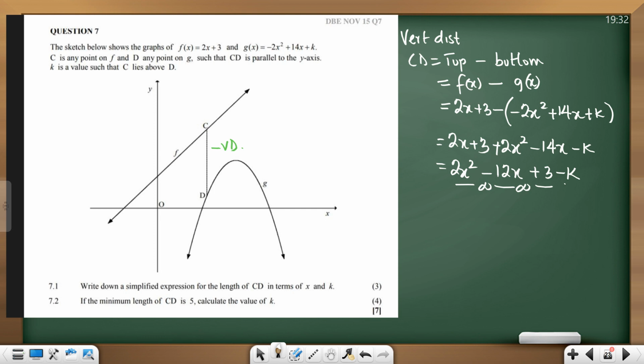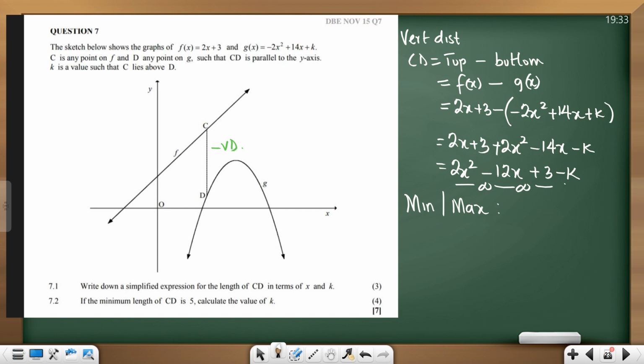If the minimum length of CD is 5, they are now giving you 5. Calculate k. CD is 5. So 5 equals to what? Okay, minimum. Let me do something here. The examiner says minimum, right? It means what we can do is to find, let me quickly write something here, minimum and maximum.